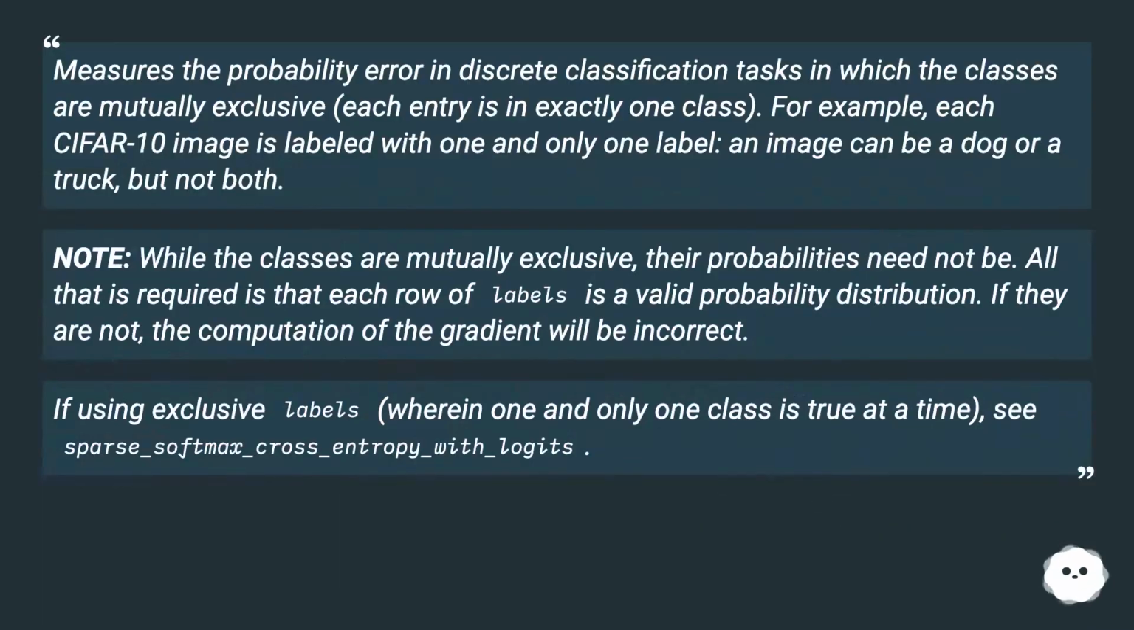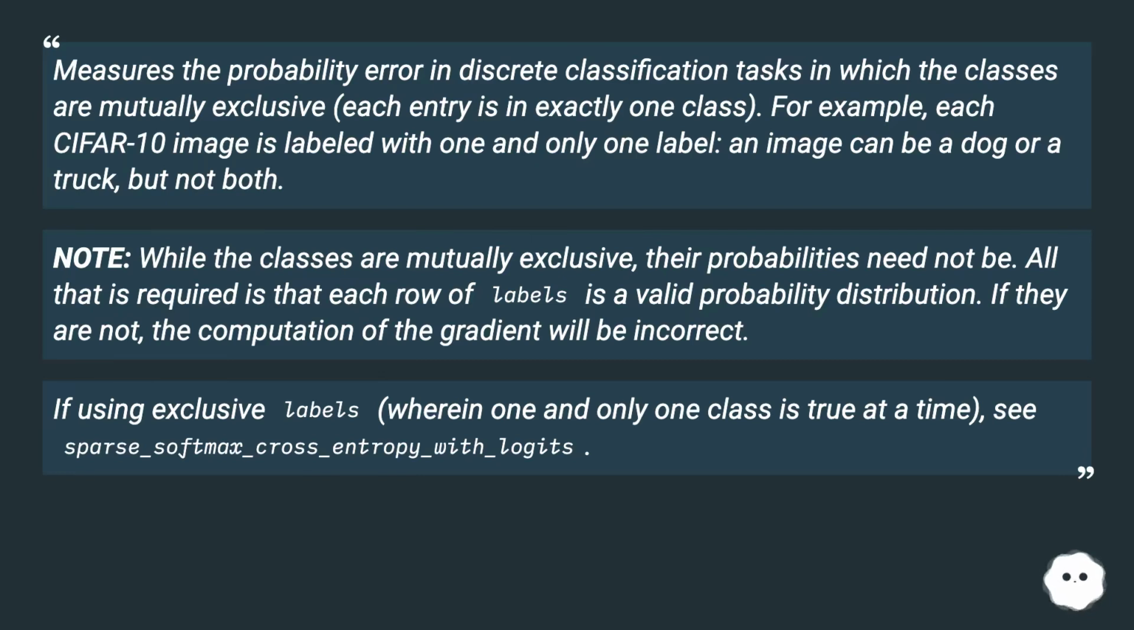Measures the probability error in discrete classification tasks in which the classes are mutually exclusive. Each entry is in exactly one class. For example, each CIFAR-10 image is labeled with one and only one label. An image can be a dog or a truck, but not both. Note, while the classes are mutually exclusive, their probabilities need not be. All that is required is that each row of labels is a valid probability distribution. If they are not, the computation of the gradient will be incorrect.